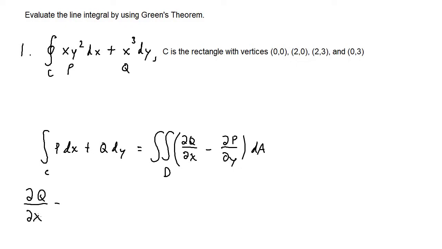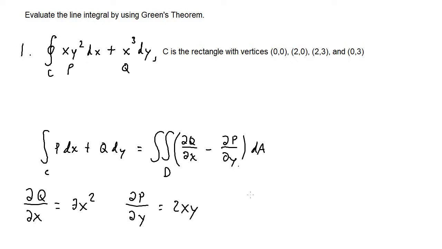So we're just going to treat x as the variable. If there is a y, that'll be a constant. Since there is no y, we're just going to take the derivative of x cubed, which is 3x squared. Now for the partial derivative of p with respect to y, this time y is going to be the variable. So the partial derivative of xy squared is just going to be 2xy.